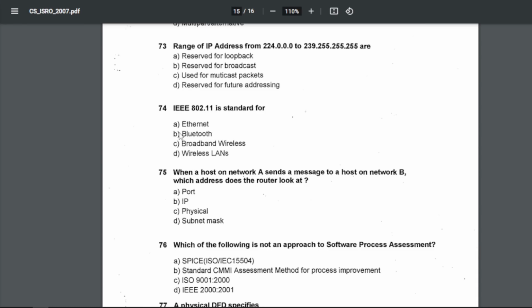74 is IEEE 802.11 standard of what? So this is the standard of wireless LAN, right? Remember this: IEEE 802.11 is the standard of wireless LAN. Okay.